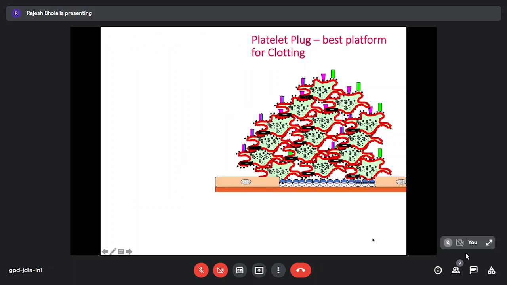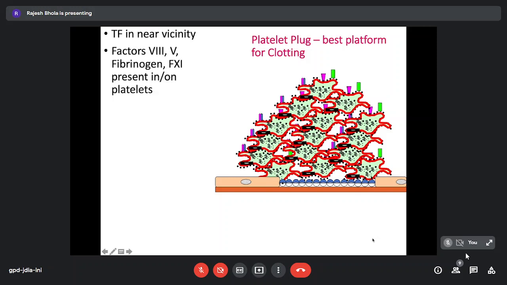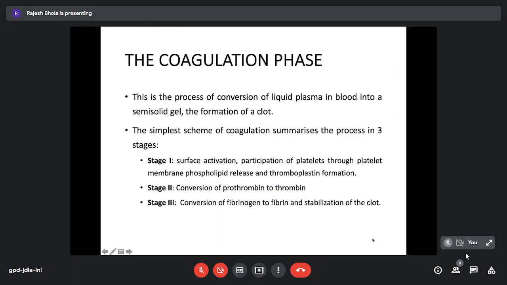And this primary hemostatic plug is the best platform for the clotting. Why? Because it brings lots of tissue factor in the near vicinity of the blood vessel, and tissue factor is the main tissue molecule responsible for starting coagulation through the extrinsic pathway. It also helps in providing lots of factor 8, 5, fibrinogen, 11, which are present in or on the platelets. And there are some factors that are absent in platelets, so those factors are given to the circulation. So now the process of coagulation will start.